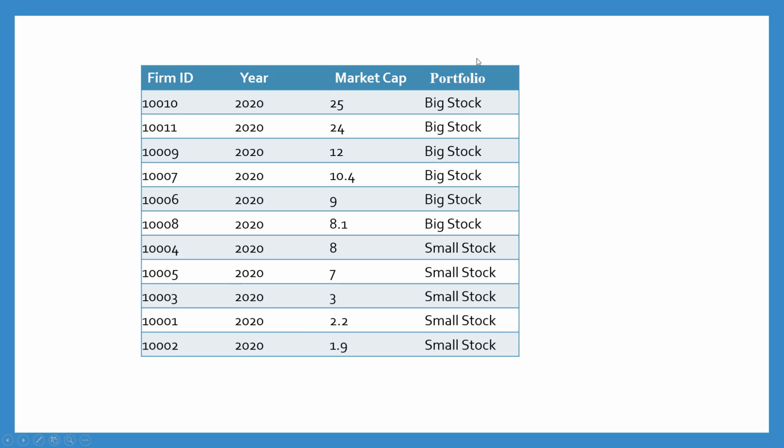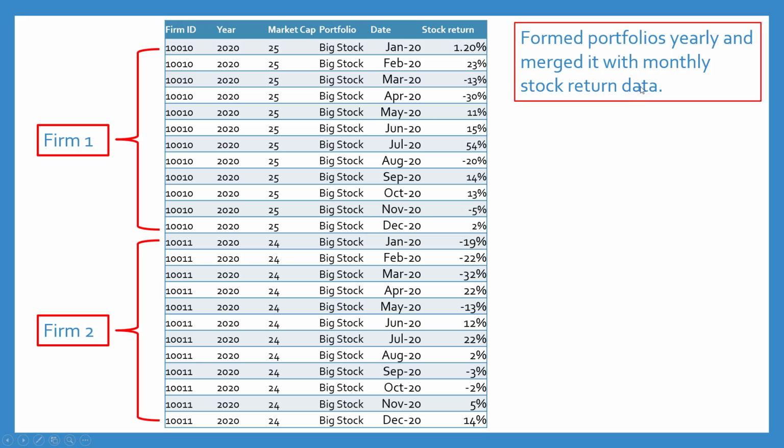I have combined the data back just to have an understanding. I have created a column, and within that column I have the words big stock and small stock to represent whether that specific stock is big or small. Once we have formed the portfolios, the next step is to merge the monthly stock data, or daily stock data, or whatever frequency of data that we want to use. The portfolios are constructed yearly or monthly, or at whatever frequency you want. In this specific case, we are going to construct portfolios yearly, and then we will have the monthly data.